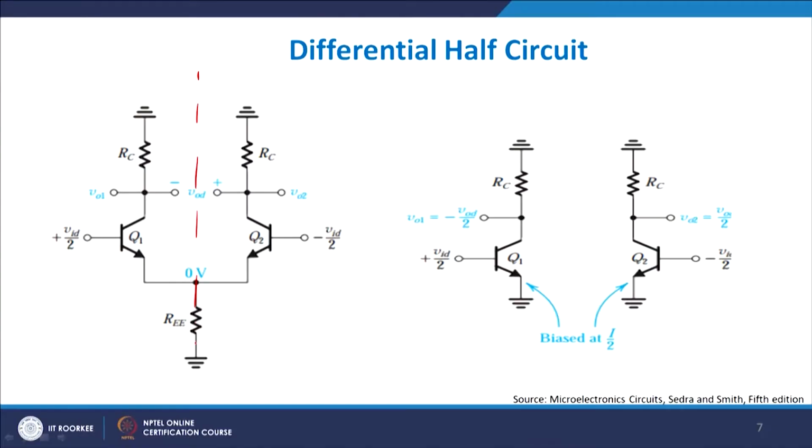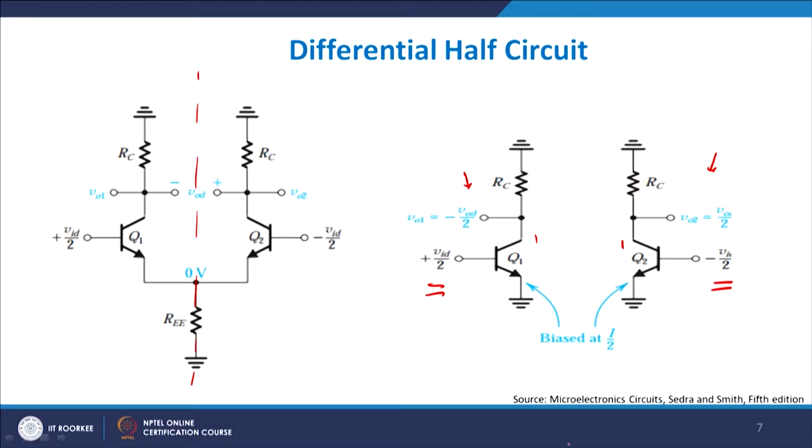So what we do typically is that we break it down in the middle and then we say that on the left hand side VID by 2 is the input voltage, on the right hand side it is VID by minus 2 voltage, and they are biased such that I by 2 current flows through this arm and this arm, and therefore VOD by 2 at this point and minus VOD by 2 at the other, so minus plus is there, right, and therefore the output difference, if you find the difference between the two, will still equal VOD.